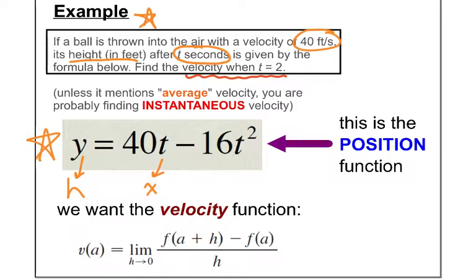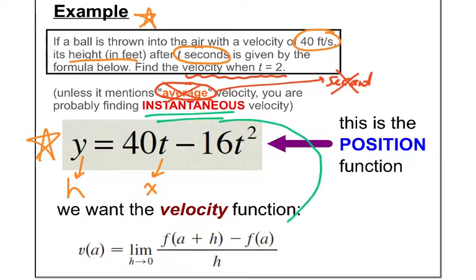Now, I just said velocity. If I ever say average, then you're going to go back and do the secant slope formula. But does it say average? No, no, no. So if you don't see that, assume we mean instantaneous, which means we want to use our new formula with the limit. Average means you're going to go back to the old secant way. If you don't see that, we mean instantaneous, and we're going to use the new formula.